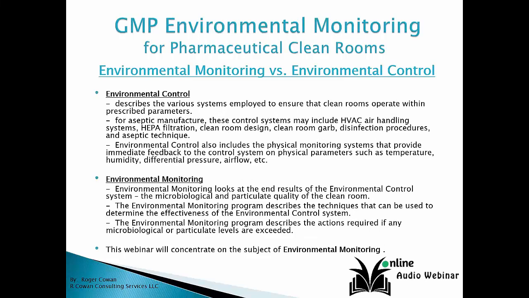Environmental monitoring and environmental control. Environmental control refers to the various systems employed to ensure that clean rooms operate within the prescribed parameters. In contrast, environmental monitoring looks at the end results of the environmental control system. In other words, the micro and particulate quality of that clean room.